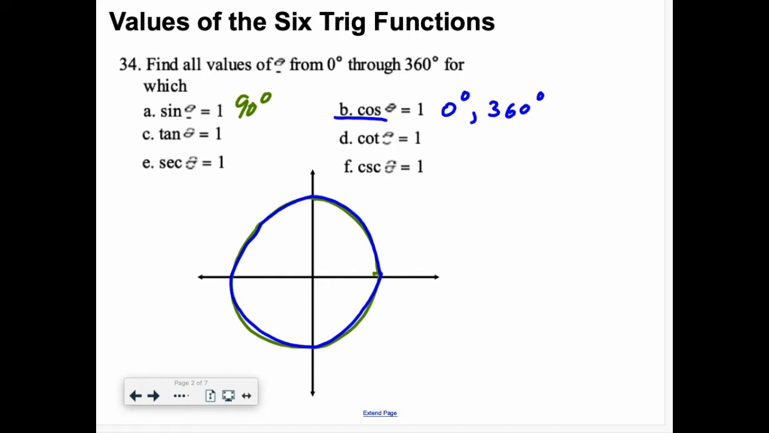Now, where is tangent equal to 1? So tangent is equal to sine over cosine. So we need to take a look at that. Where they're the same, it's going to equal 1. And that's going to happen here at 45 degrees. Not going to happen here. Here it equals negative 1 because the x and the y are the same value but different signs. Here at 135 degrees, and at 215 degrees, it would also equal 1. Boom. So we have 45 degrees and 215.